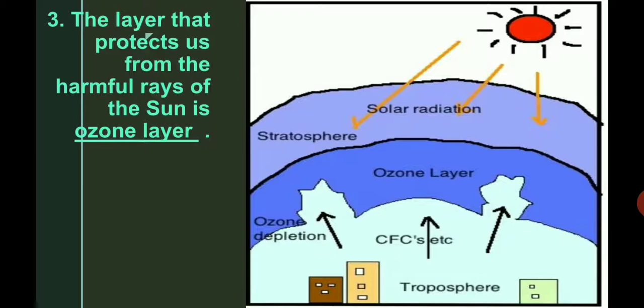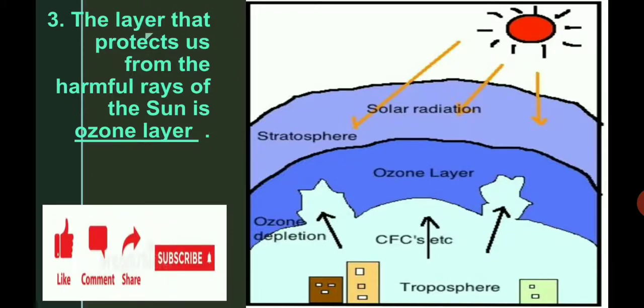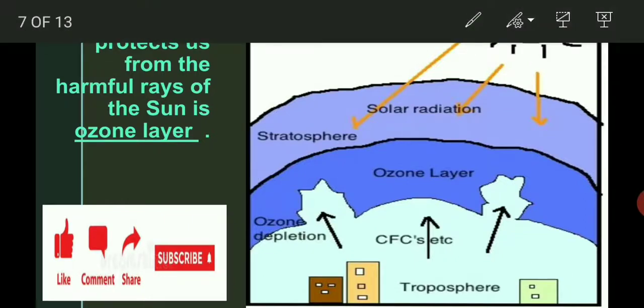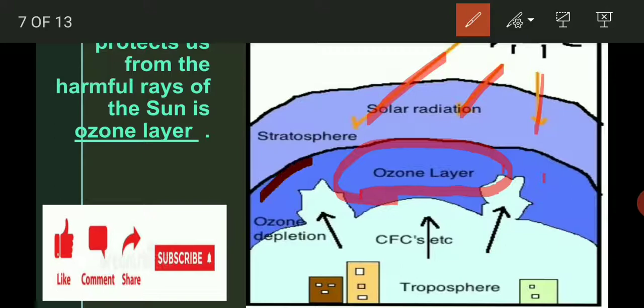Okay, so which layer is protecting us? The ozone layer. Look, students, this is in your book. This ozone layer is protecting us from the harmful rays. These are the harmful rays from the sun, and this is our ozone layer. This layer is protecting us from the harmful rays of the sun.